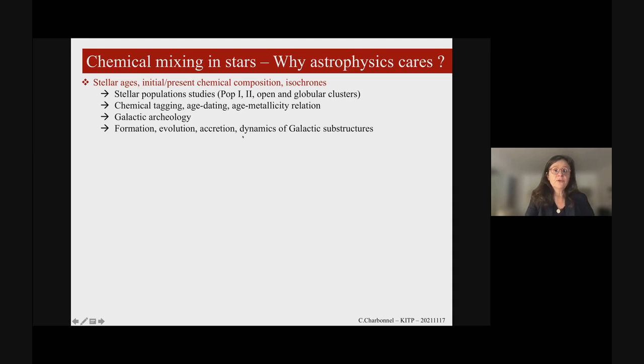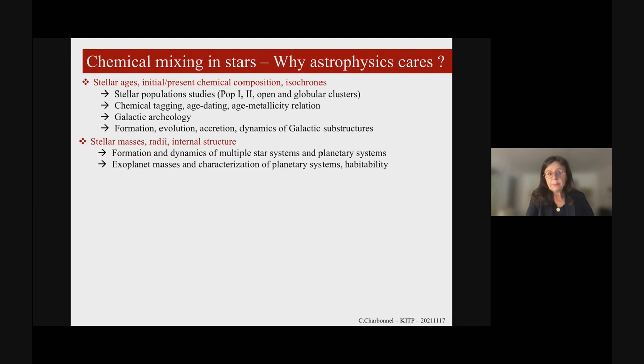I quote only a few here. It's very important when you make stellar population studies, when you want to do some chemical tagging, age dating, when you want to derive the age-metallicity relation, and at the end, when you want to do precise galactic archaeology and try to understand how the different substructures of the galaxy formed, how they were accreted, etc.